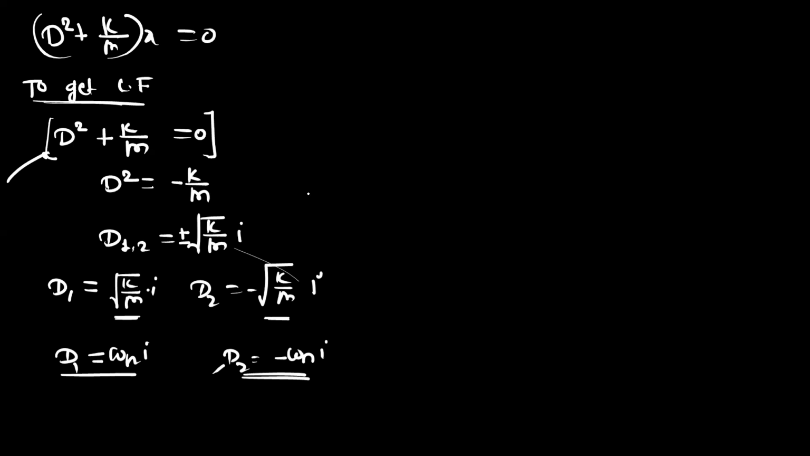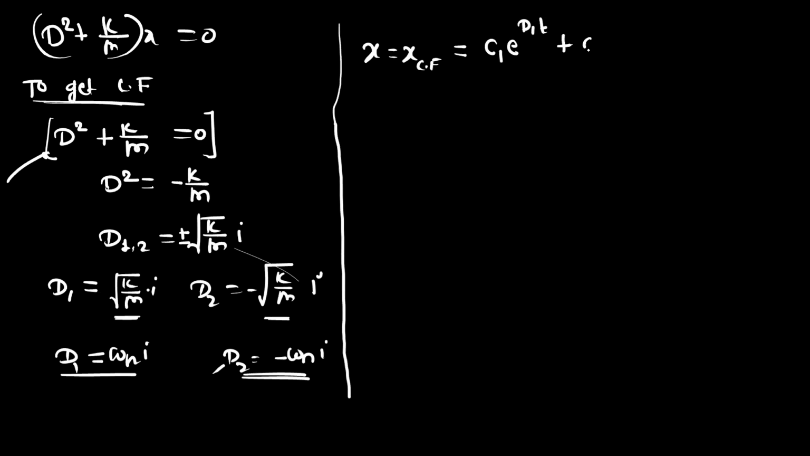If you have distinct roots, then in the D operator method, in order to get the complementary function, x is equal to x complementary function. There is a general equation: if you have two distinct roots, we write this as c1 e raised to D1 t plus c2 e raised to D2 t. You can refer to any standard book on applied mathematics and you will find these solutions. So this is the general equation for the complementary function. Just put the values of D1 and D2.